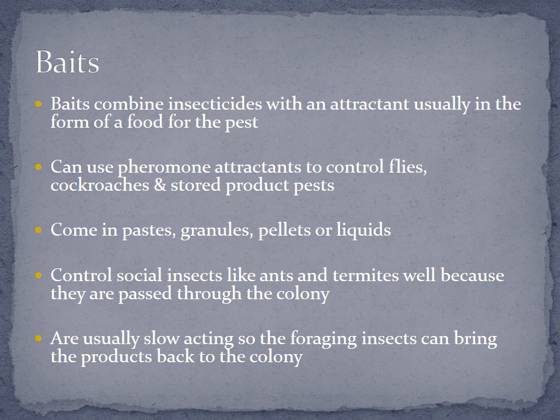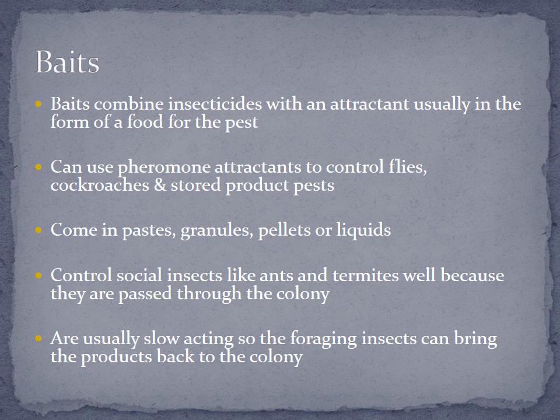These are also usually slow acting, so the foraging insects can bring their products back to the colony. This is important because as the scouts and the workers pass these products through the colony, these baits don't need to kill them too fast because they won't have time to be regurgitated and fed through the colony all the way to the queen. So that's why baits are a little more slow acting, and I know a lot of you are treating ants and termites, and people want this instantaneous result: okay, so you came out and sprayed, it's been 72 hours, I'm still seeing ants.